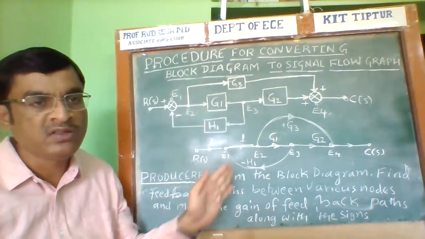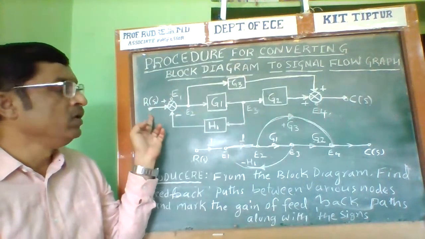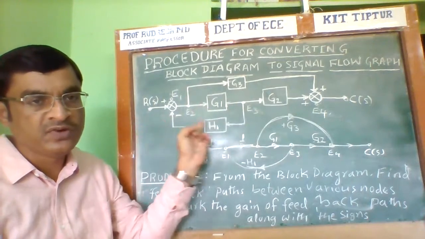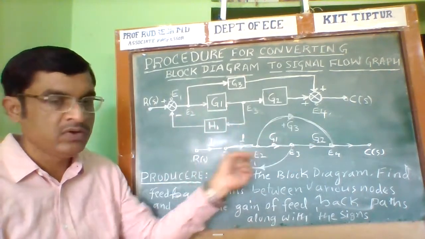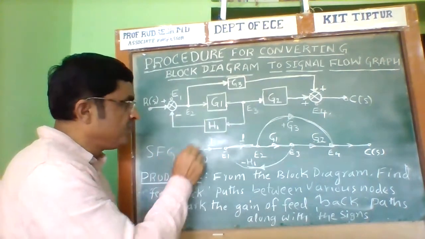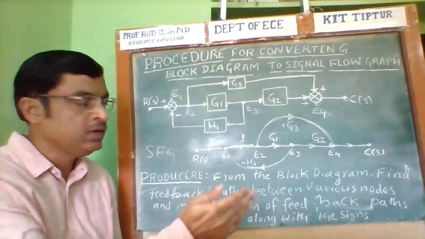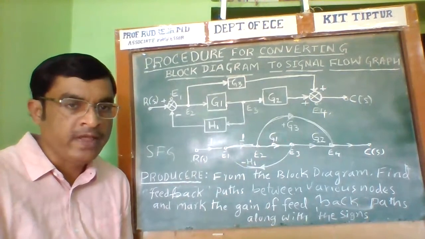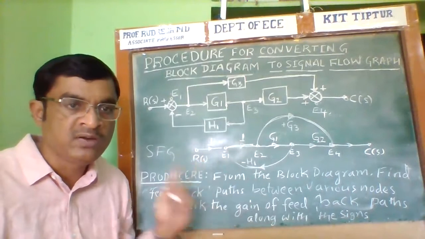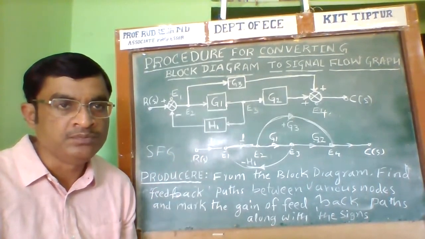Then we can easily apply Mason's gain formula and find the overall gain or transfer function of the system. Now we have already converted it. This is the signal flow graph, SFG. Now we need to find the overall gain of this system, represented in the form of a signal flow graph, by using Mason's gain formula.